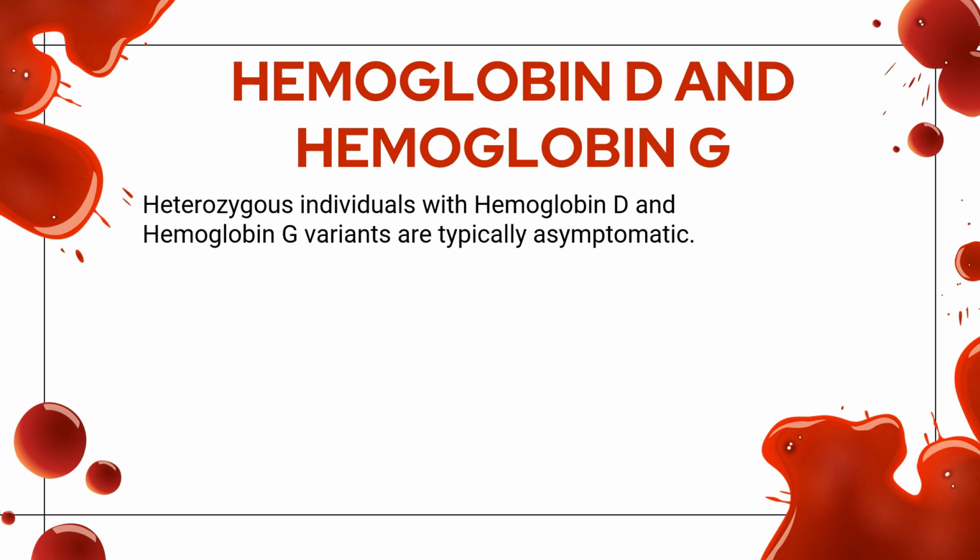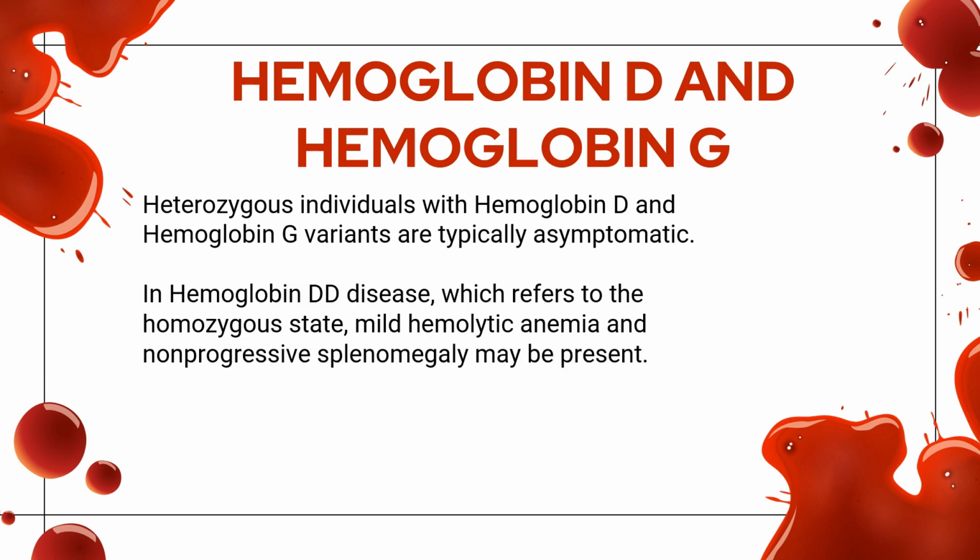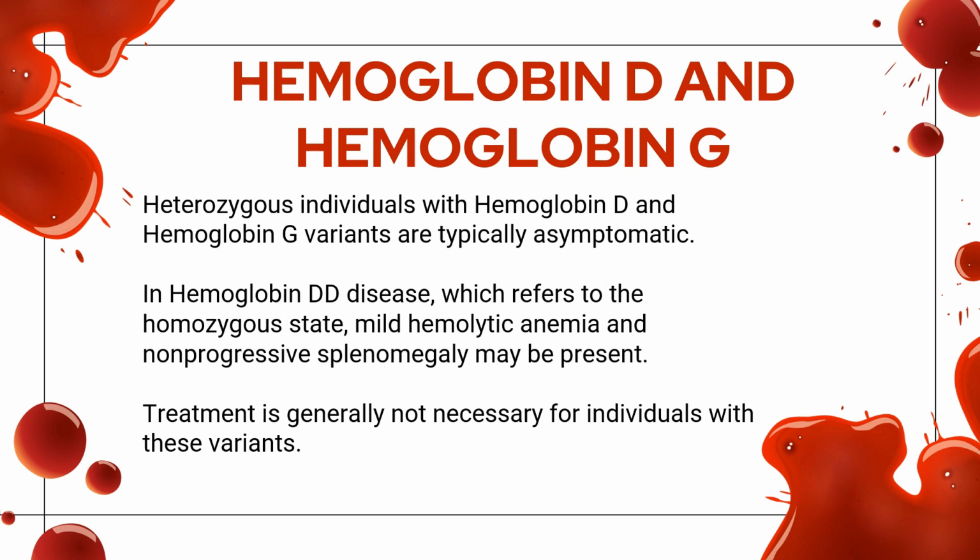Heterozygous individuals with hemoglobin D and hemoglobin G variants are typically asymptomatic. In hemoglobin DD disease, which refers to the homozygous state, mild hemolytic anemia and non-progressive splenomegaly may be present. Treatment is generally not necessary for individuals with these variants.